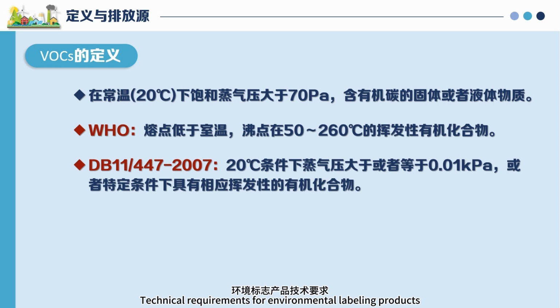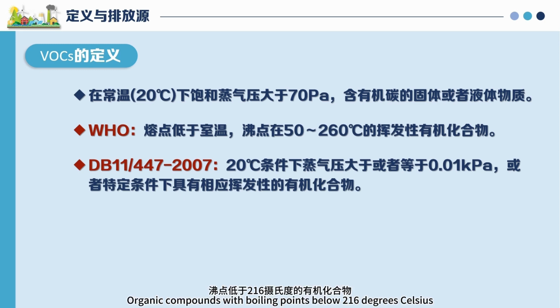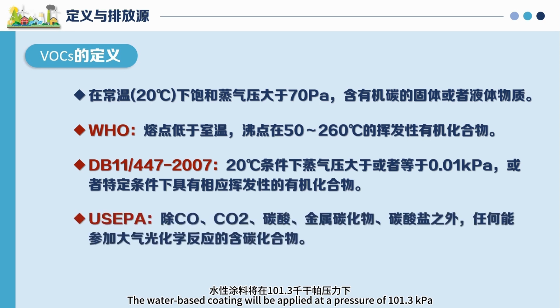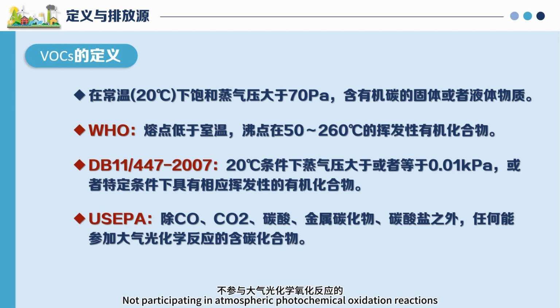The technical requirements for environmental labeling products for pesticide aerosols specify that VOCs are, at 101.3 kilopascals, organic compounds with boiling points below 216 degrees Celsius, excluding acetone, ethyl acetate, 1,1,1,2-tetrafluoroethane, 1,1-difluoroethane, etc. The technical requirements for environmental labeling products for water-based coatings define VOCs as any organic compounds with a boiling point below or equal to 250 degrees Celsius at a pressure of 101.3 kilopascals. In this course, we will adopt a physical-level definition, including those that are not active and not participating in atmospheric photochemical oxidation reactions.